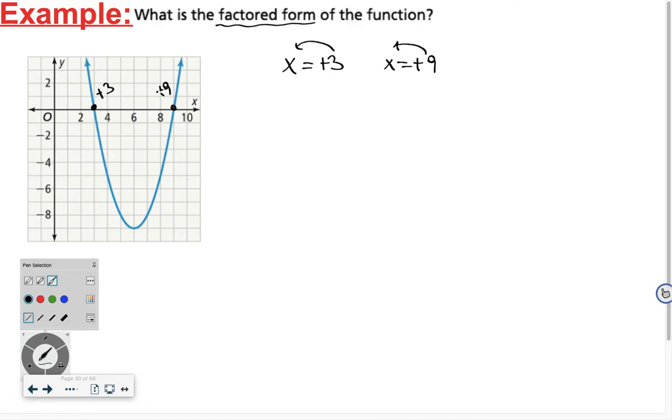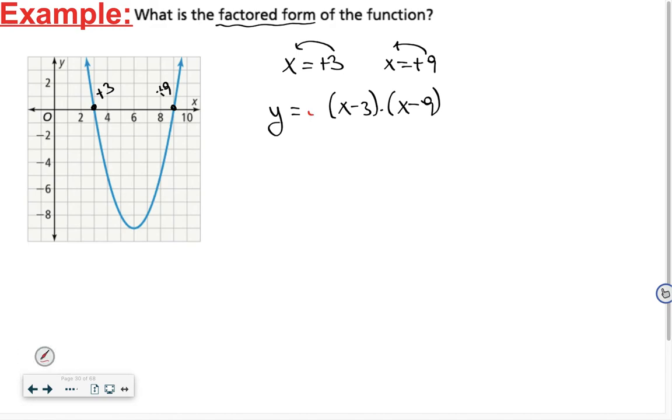Now we are going to write this as a factored form. Y is equal to x minus 3 times x minus 9. But be careful. We have a number a because we don't know if this is going to be a vertical stretch or compression. So to be able to find the a value, we need to substitute any point on the graph. I would like to choose this point. Now this is the vertex, by the way. What is your vertex? 6, negative 9. X value is 6. Y value is negative 9.